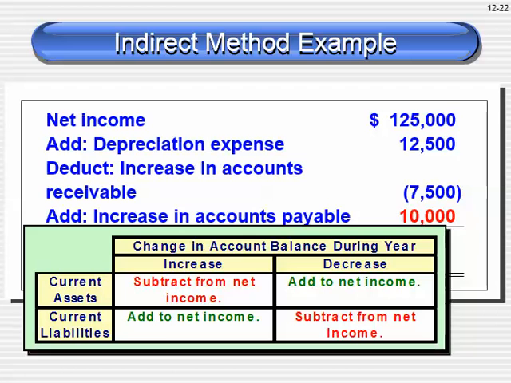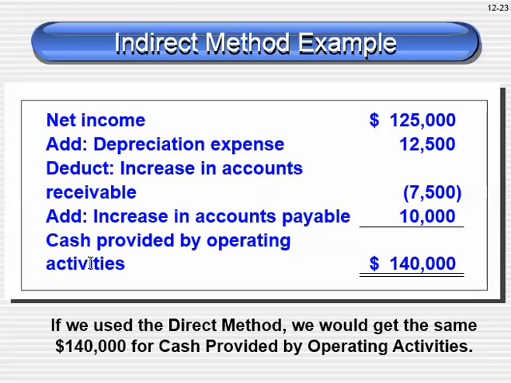you can see here. And ultimately, if we take our net income of $125,000, add the depreciation expense, subtract the increase in accounts receivable, add the increase in accounts payable, we get cash provided by operating activities of $140,000. And you can see the note down here. If we use the direct method, you would get the same $140,000 cash provided by operating activities.